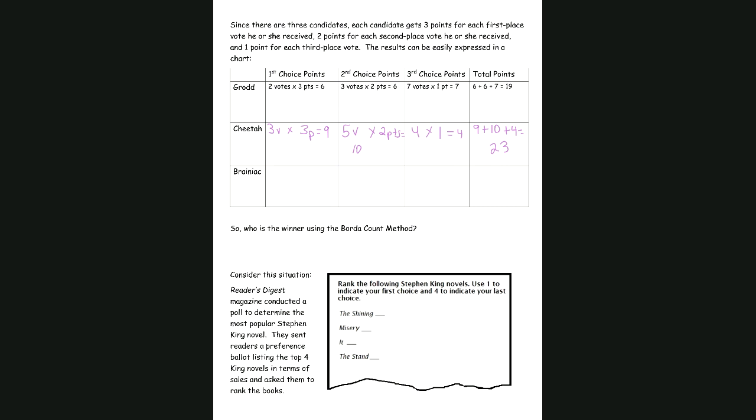Now I'll erase all of my work if I go back. So I'm just going to do Brainiac from memory. If you recall, or if you've printed off your sheet and can look back, Brainiac had 7 votes where he was considered the first choice. So 7 votes times 3 points. That's 21. So already he's beat Grodd, right? He had 4 votes where he was considered second choice. So 4 times 2 is 8.